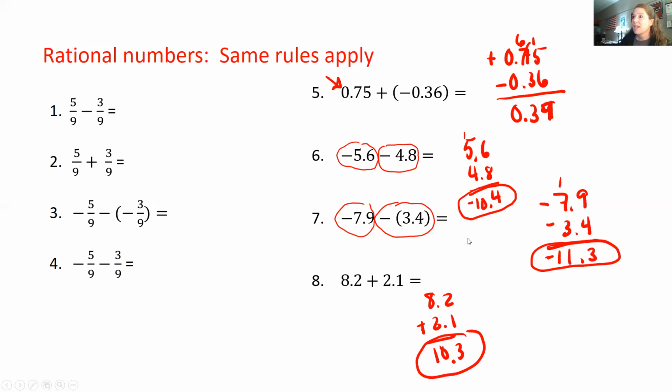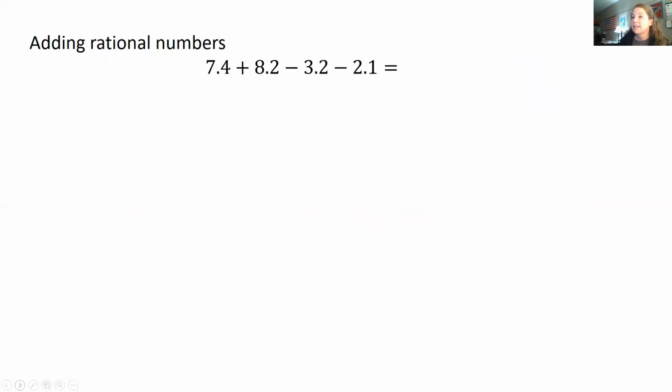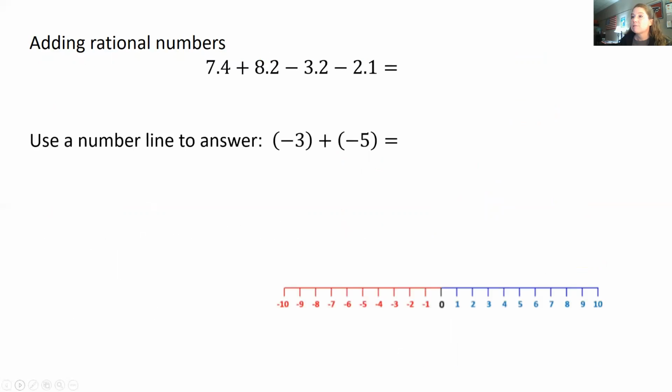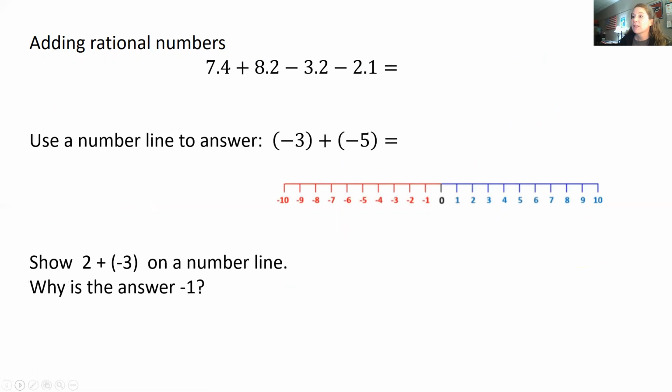Okay? All right, you guys. I think one more page, maybe. Yeah? All right. Yep, one more page.